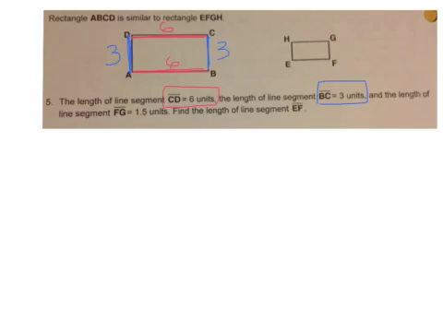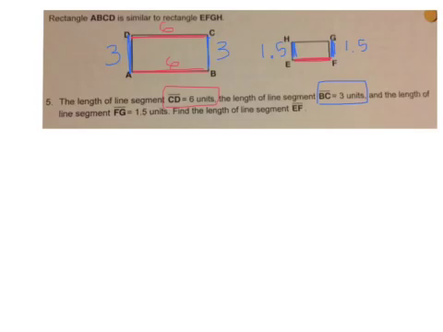Okay, if you keep reading the rest of the sentence, it says, and the length of line segment FG is 1.5 units. Well, FG is in the small rectangle. It's also a side. So I'm going to label that with the same color that I did the big one, and I'm going to put 1.5. Now, if that side is 1.5, that means the other side is also 1.5. The last part of number 5 says, find the length of line segment EF. Well, EF is this bottom part right there.